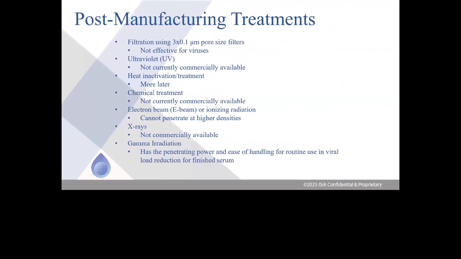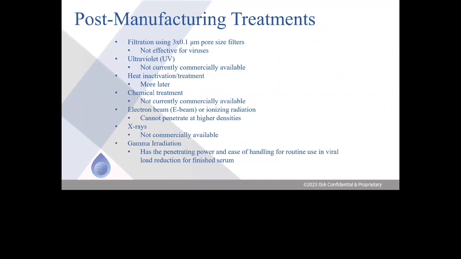There are many methods available for control of microorganisms in a variety of products, but due to the nature of animal serum, many of these are not used. Each batch of fetal bovine serum is filtered through 0.1 micron filters to remove microorganisms, but this is not effective for viruses. UV, or ultraviolet germicidal disinfection, is used widely in water systems and for surface disinfection in hospitals, but is not commercially available for use with animal byproducts. We'll talk more about the heat inactivation later.